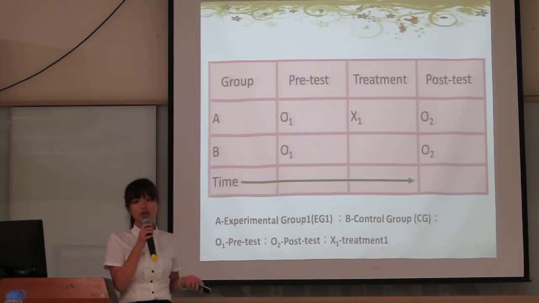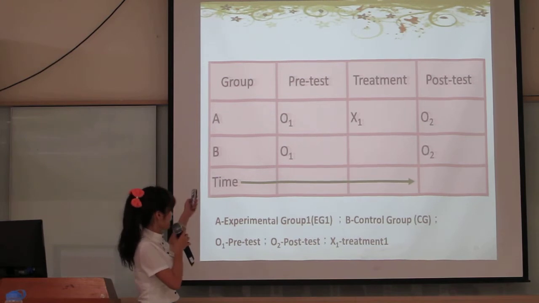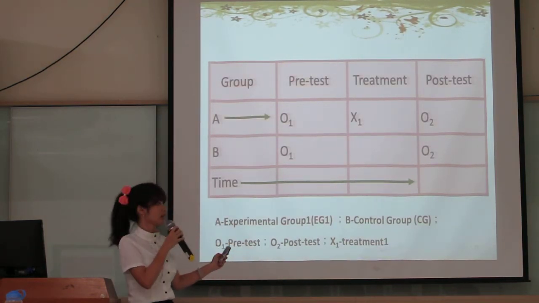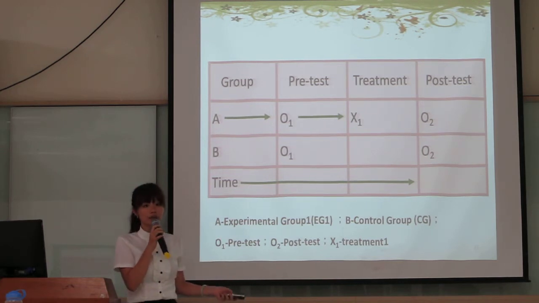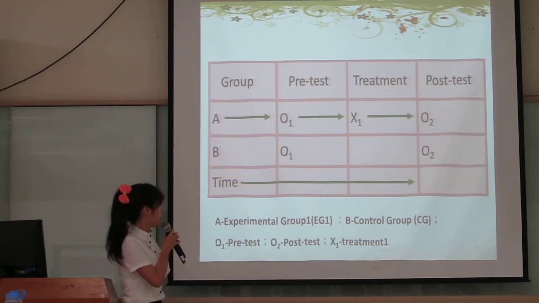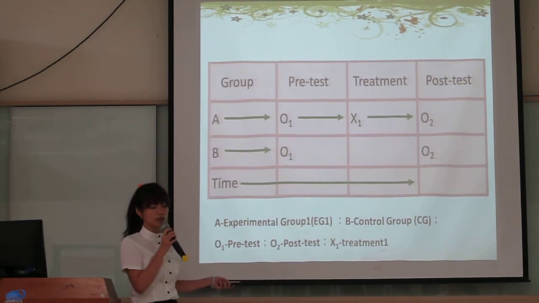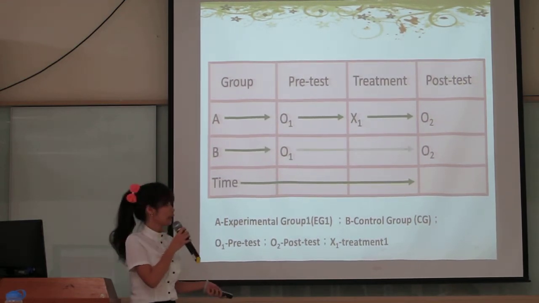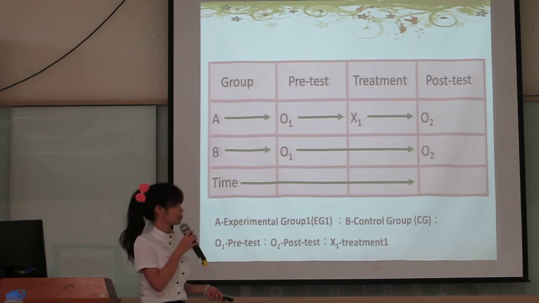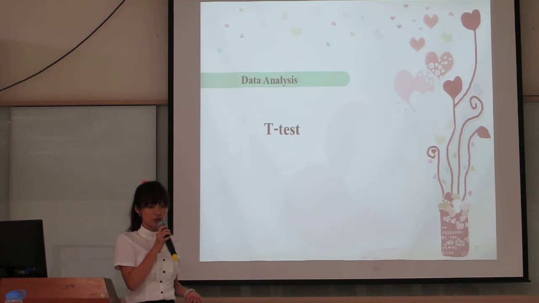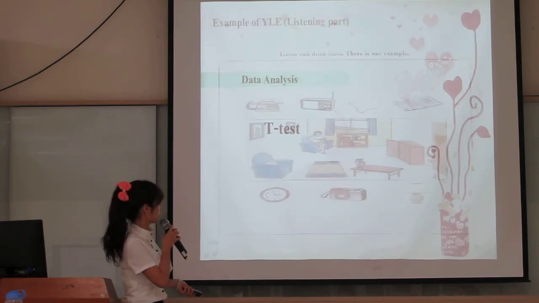This is about how the research goes. Group A is the experimental group. They will take a pre-test first, then they will have the treatment. In the end, they will take a post-test. And group B, the control group, will take the pre-test, but they don't have any treatment, then they will take a post-test. And the T-test will be used in data analysis.